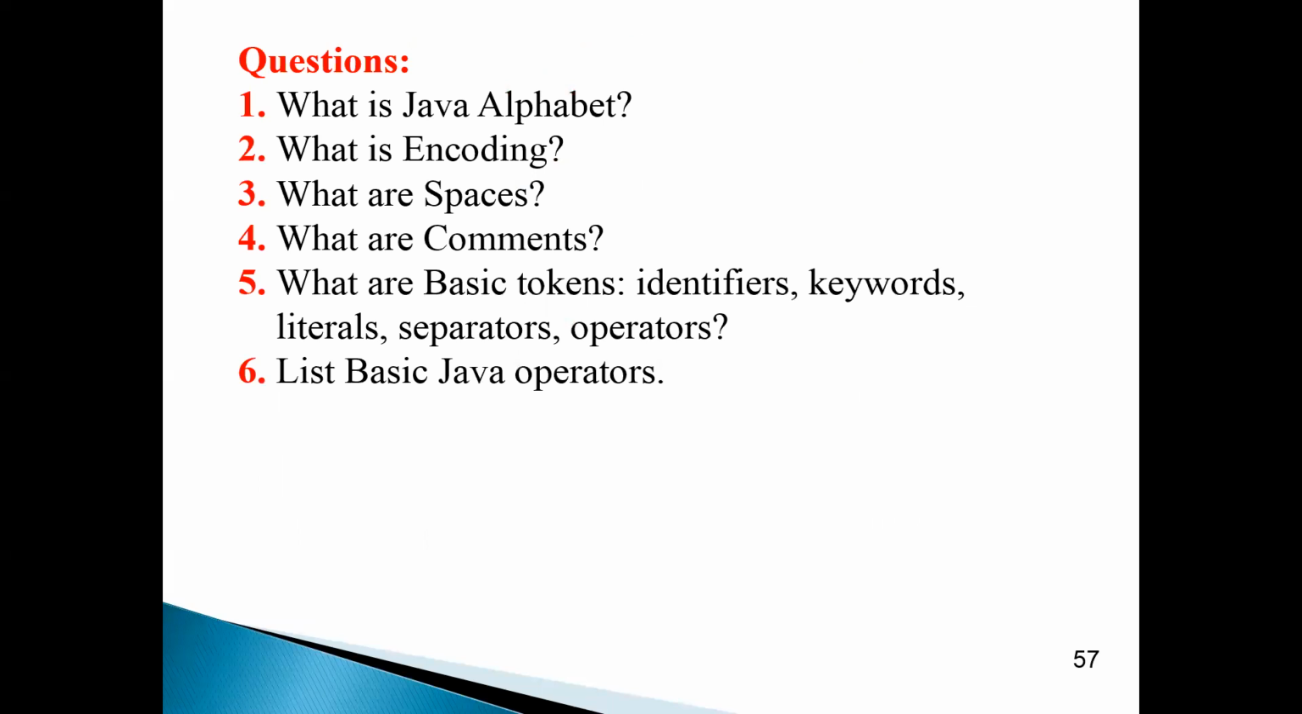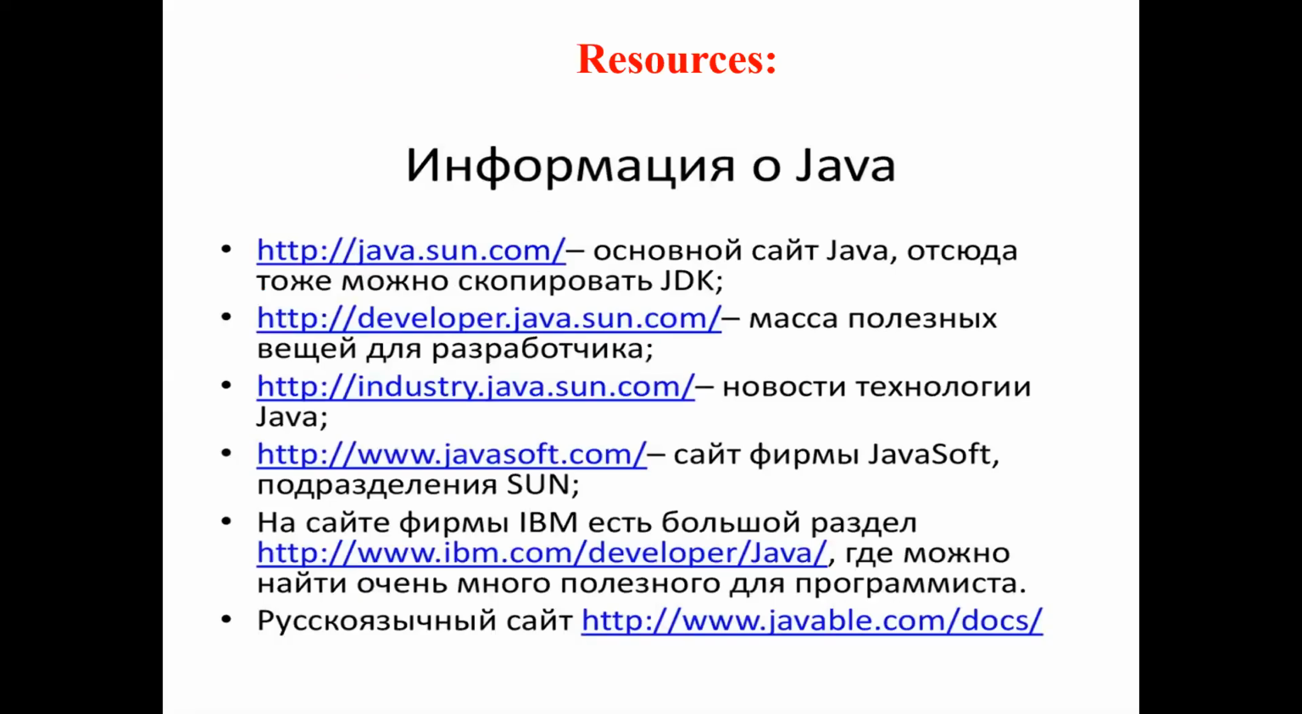Now, guys, you can see control questions. We have 6 control questions. They are simple. The first question, what is the Java alphabet? The next, what is encoding? Third, what are spaces? Fourth, what are comments? Fifth, what are basic tokens, identifiers, keywords, literals, separators, operators? And the last question, please list basic Java operators. You should answer these questions using resources.